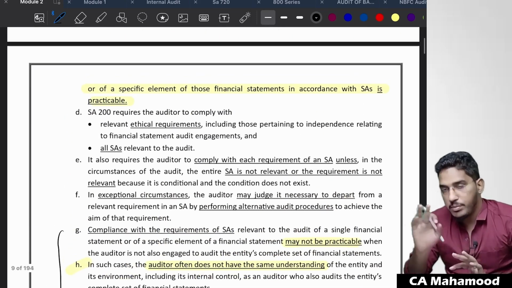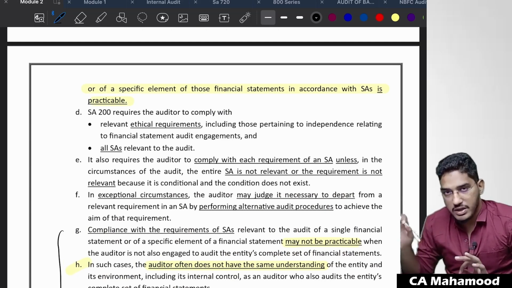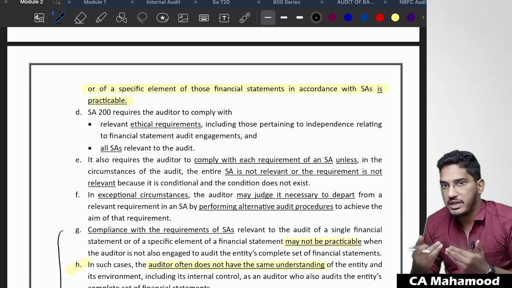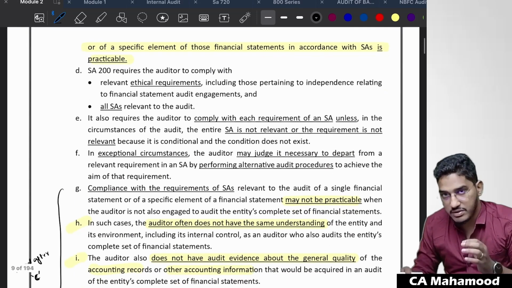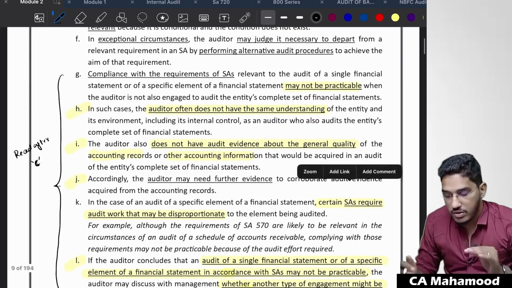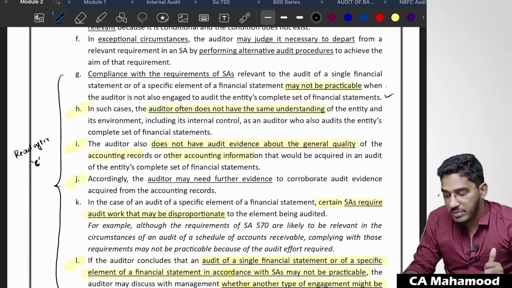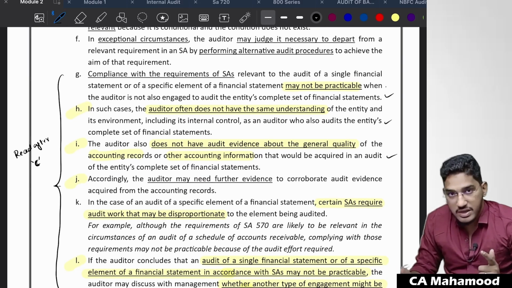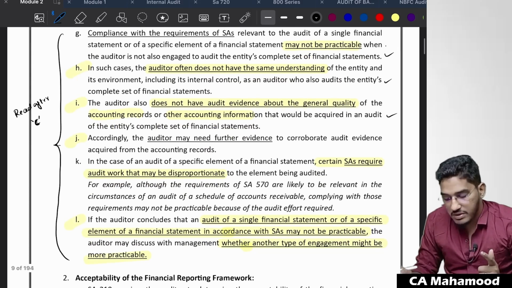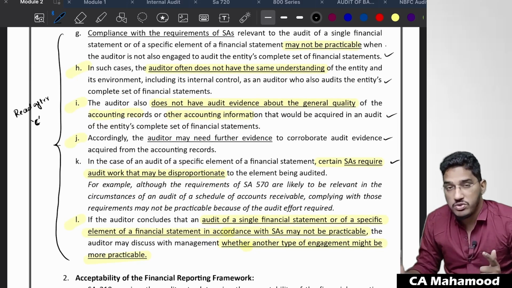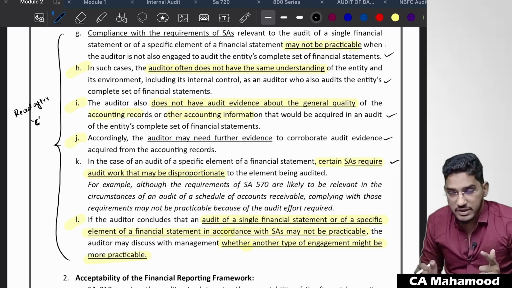Point C is telling you have to determine whether, if you are not the same person conducting the audit of complete financial statements, it is practicable for you to do an audit of single financial statements. Sir, how will I decide whether it is practicable or not? I will consider these factors. Will I be able to comply with all standards? Will I be able to get complete information regarding the entity and its internal control? Will I be able to get the evidence regarding the general quality of the accounting records or accounting systems? Am I required to obtain extra evidence? Am I required to do disproportionate work? All these factors you will consider, then determine whether it is practicable or not.